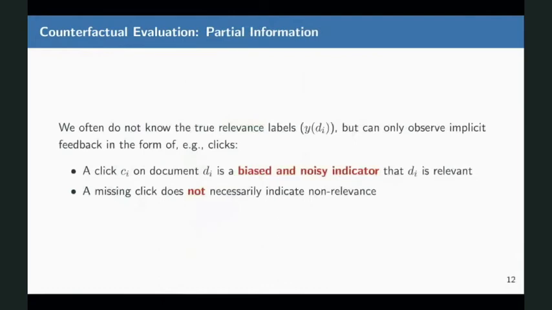The problem, of course, is that you never know the true relevance labels. Of course, you can use annotated data, but we've seen the problems there. So we want to learn it from clicks. We want to evaluate average relevant position, but based on clicks. The problem here is clicks are both biased and noisy, but they are an indicator that a document is relevant. And particularly if a click is missing, it doesn't mean that something isn't relevant.